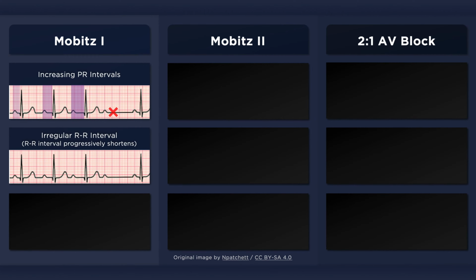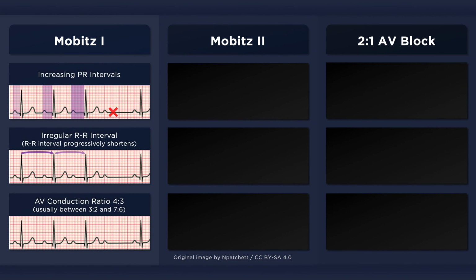Another finding typical of Mobitz 1, which is hard to appreciate in this illustration, is an RR interval that progressively shortens. The RR interval is the longest following a dropped beat, and then shortens with successive beats until an atrial impulse fails to conduct to the ventricles. The ratio of atrial impulses that are conducted to the ventricles is usually between 3:2 and 7:6. However, this ratio can vary between cycles. Nonetheless, each group begins and ends with a P wave. In this example, the atrial to ventricular conduction ratio is 4:3. That is, for every 4 P waves, there are 3 QRS complexes.